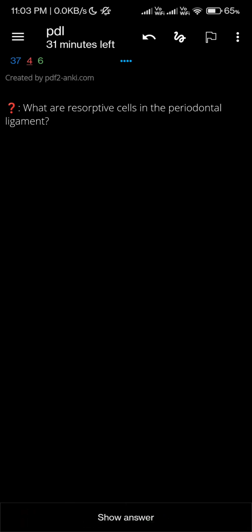What are synthetic cells in the periodontal ligament? We have fibroblasts, and they form the organic matrix and also undergo mineralization. So what are the resorptive cells? We have fibroblasts again, and they help in the resorption of bone and cement.